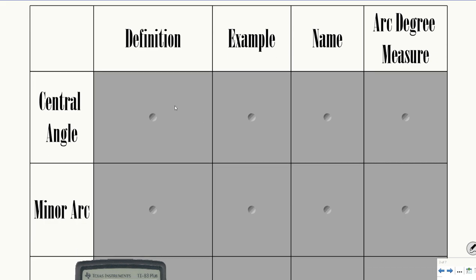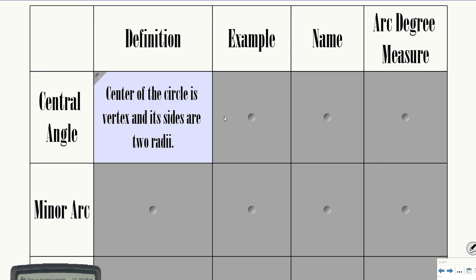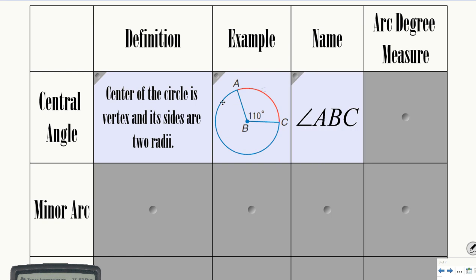So looking at various definitions of what we're going to do, how we're going to find out what they look like. A central angle is where the vertex is the center of the circle, which is why we call it a central angle. It's from the center. The sides of the angle are two radii of the circle. So here, an example would be angle ABC. So it is an angle. Notice that B is the center of the circle. Anytime you see the dot there in the center, you can say that that is the center. So the arc degree, we're not going to talk about the arc degree for this one.